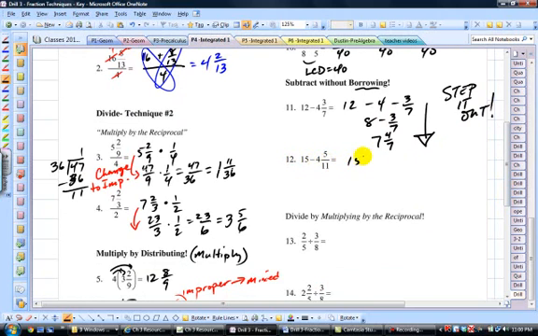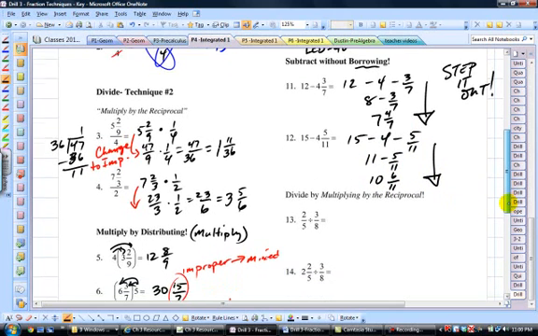15 minus 4 minus 5/11, from left to right. 15 minus 4 is 11, minus 5/11 brings you under 11, so you've got to have 10 and some fraction. And if you subtract 5 from 11, you have 6 out of 11 remaining. So once again, you have 10 and 6/11 here.